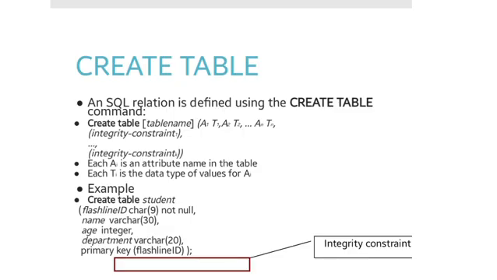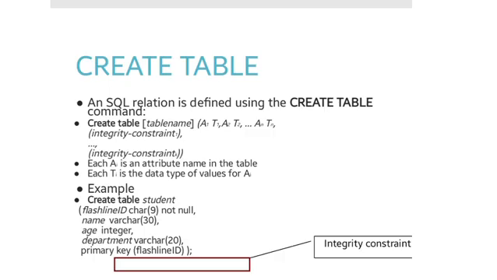It means it stores the student's ID. Char 9, it is a fixed length of 9 characters. Not null, the value should not be empty. Name, varchar of 30. It stores names up to 30 characters. Age, integer. It stores ages, numbers. Department, varchar of 20. It stores the department name. Primary key, it ensures each student ID is unique.